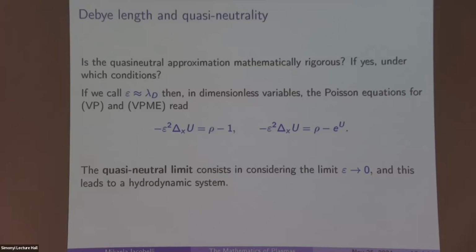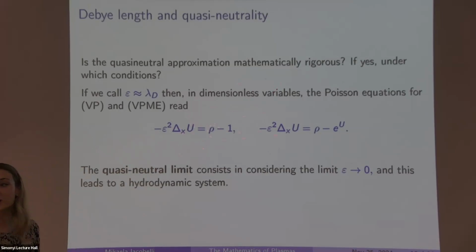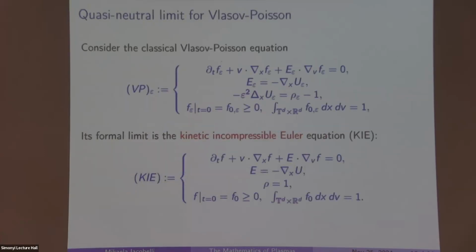So, okay, this lambda d appears in front of the coupling, and the quasi-neutral limit consists in sending this epsilon to 0. And here you see why it's called quasi-neutral, because the moment you send this to 0, you have rho equal to 1. So the density of the electrons becomes constantly equal to the density of the ions. You don't see the charge imbalances anymore. This is the limiting system, that is the kinetic incompressible Euler equation.